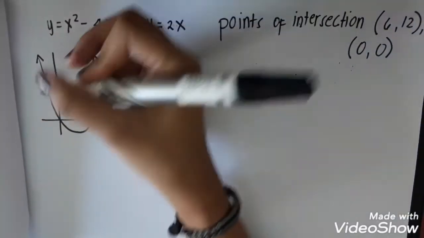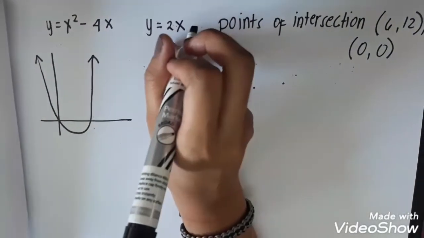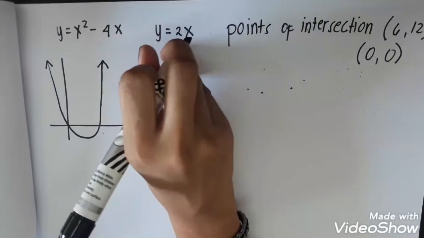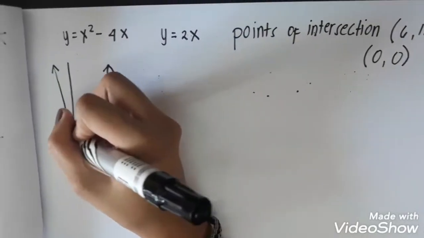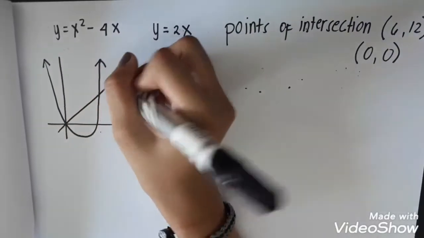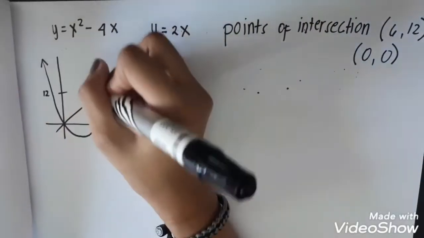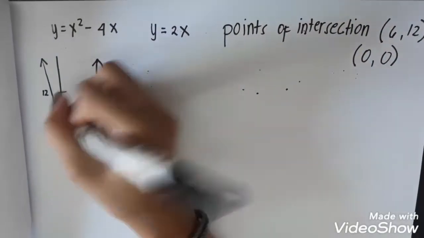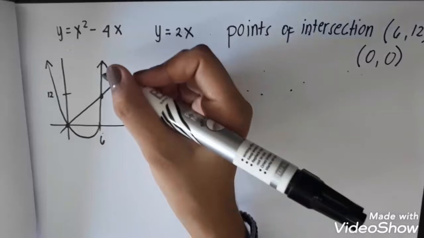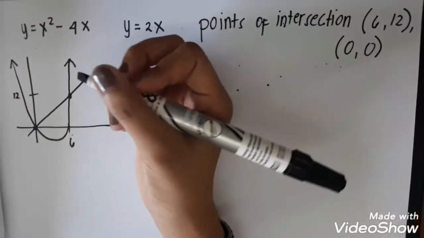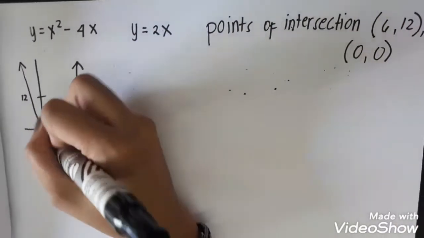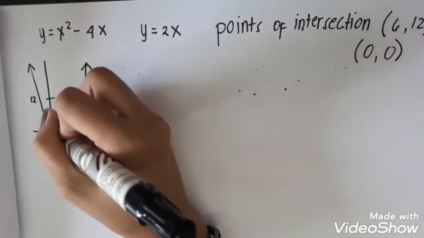And then line y is equals to 2x. So from 0, 0 to 6, 12. Let's assume this is 6 and this is 12, here and here. So what we're gonna do is to find the area in here.